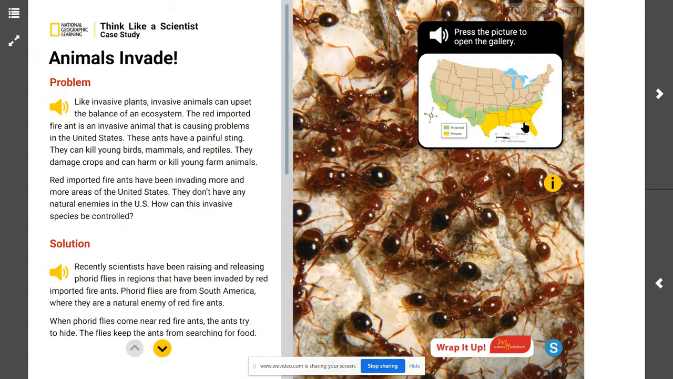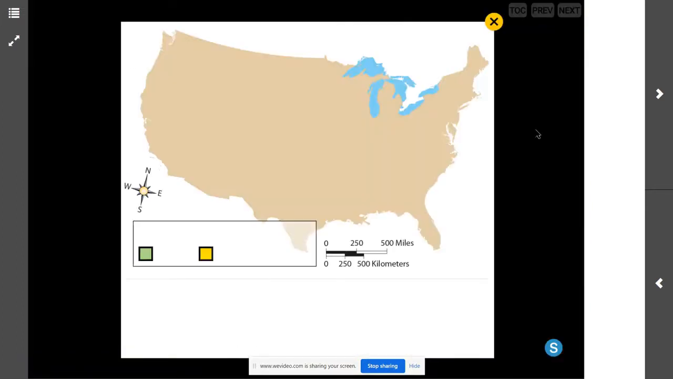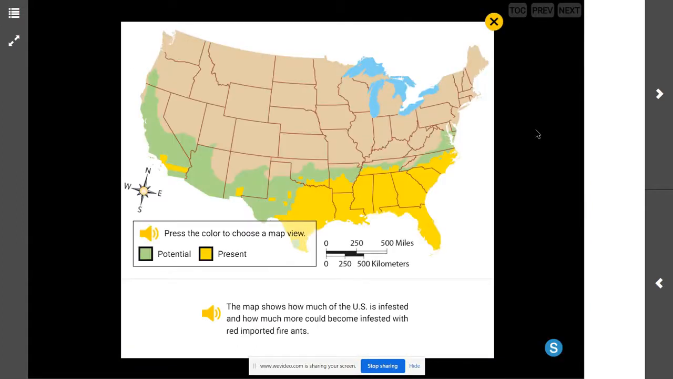Animals invade! So if we look at our map here, this is a map that shows how much of the U.S. is infested and how much more could become infested with the red imported fire ant. So we get this fire ant. It is present all over the same area where we had the kudzu, and it looks like it is constantly expanding northward. And there's a potential that over time we could see this red fire ant continue to spread and invade and spread and invade and spread and invade.